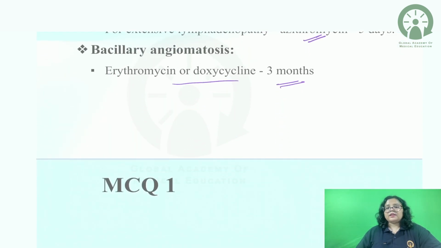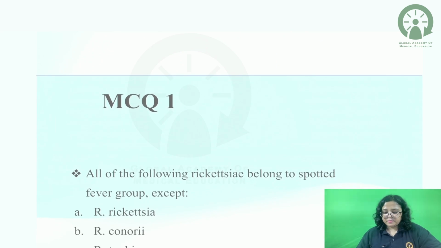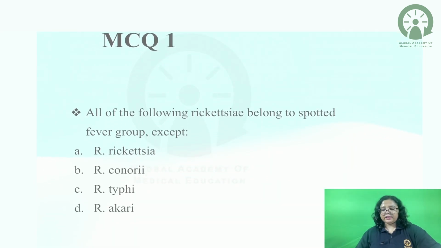Now we are going to discuss few multiple choice questions. So let us recapitulate what we have learned till now. All of the following rickettsia belong to spotted fever group. There are 4 options provided: Rickettsia rickettsii, Rickettsia conorii, Rickettsia typhi, and Rickettsia akari.